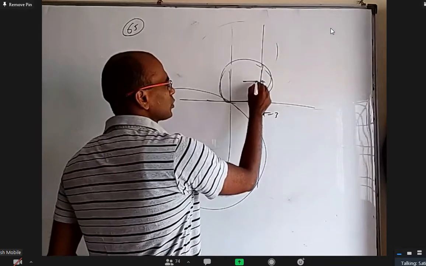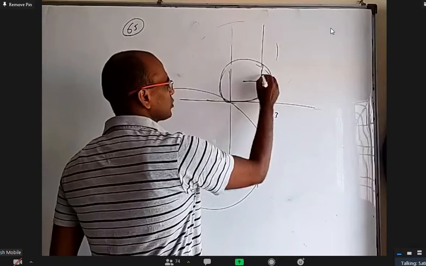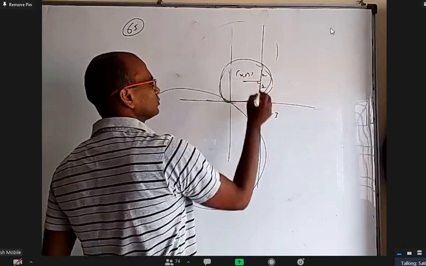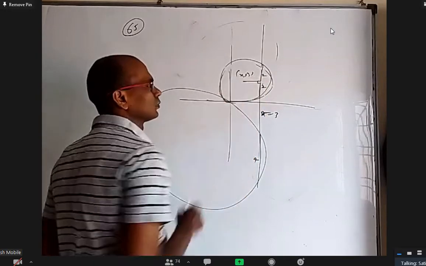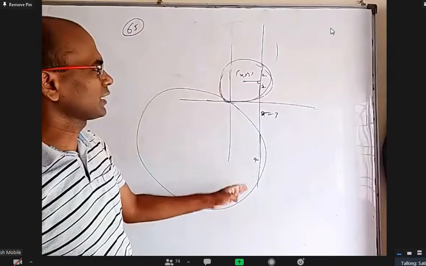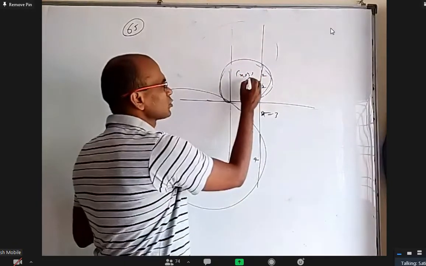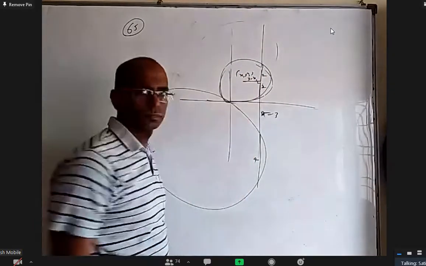The center is joined to the midpoint. Total is 4, so this should be 2. This point is x1 comma y1. What is this length? This is the line x equal to 3. So from here to here the distance is x1, and from here to here it will be 3 minus x1.